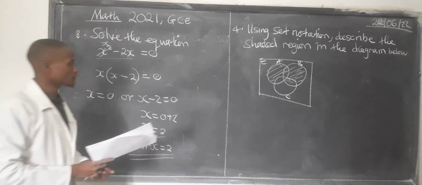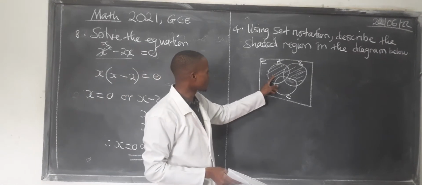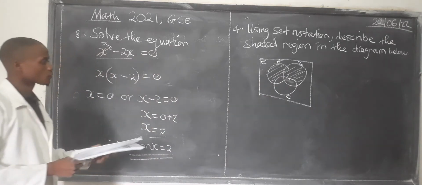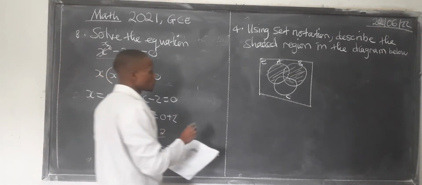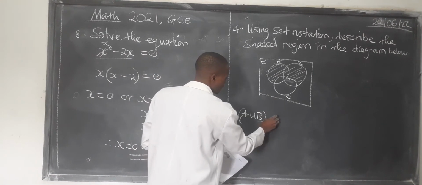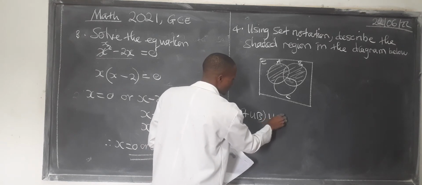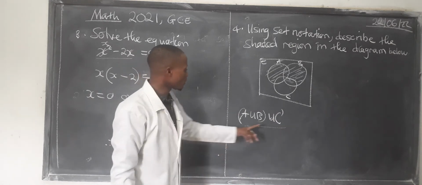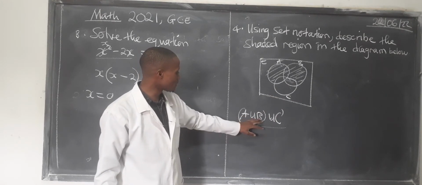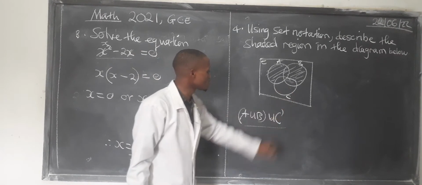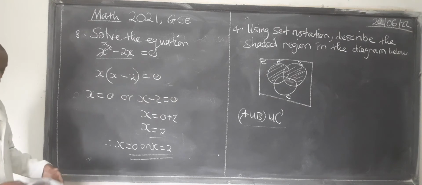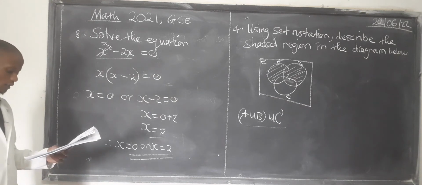So if you look carefully on the diagram, we want the elements found in set A and B, and we do not want all those elements found in set C. So to write that one using the set notation, it will be A union B intersection C, union C complement, because we do not need all the elements found in set C. So we want all the elements found in set A and B, but we don't want all the elements found in set C. We just want those found in set A and B. So that is the set notation which we use to describe if you have been given the shaded region in a set.